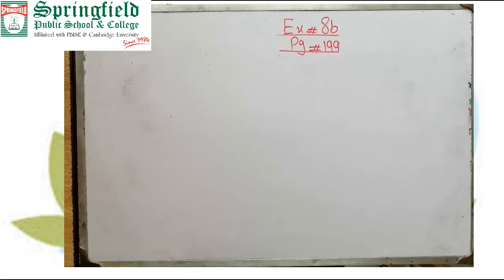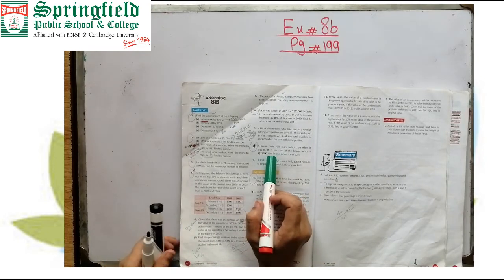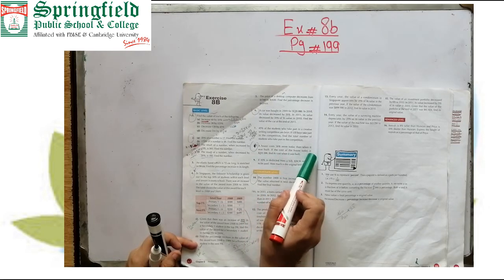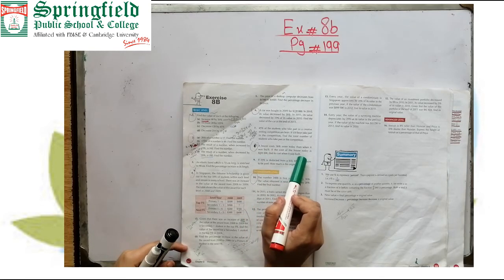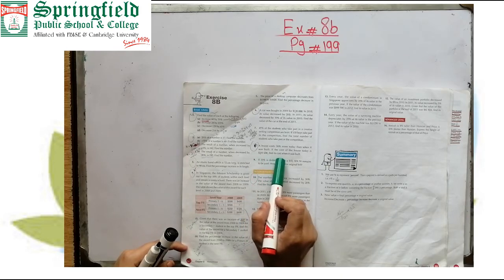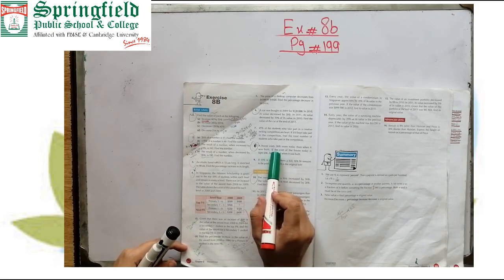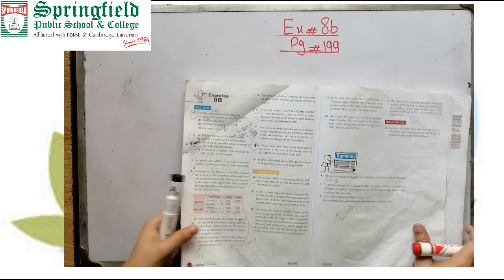Now come on to the next question, question number 8. A house costs 36% more today than when it was built. If the cost of the house today is $333,200, find the cost when it was built. So a house costs 36% more today than when it was built. More means increase, so we will add.